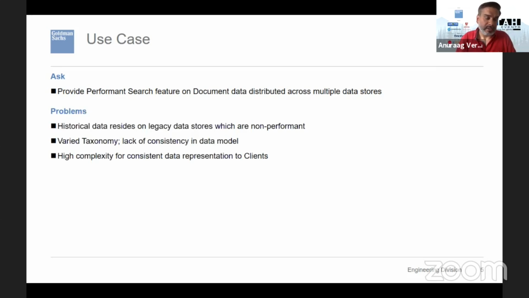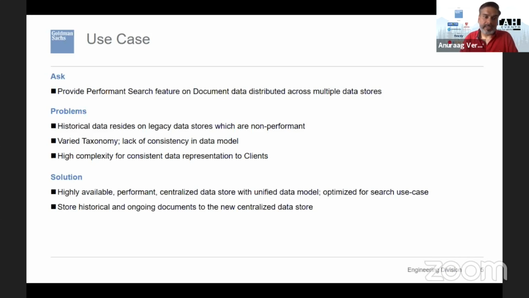problems. We had about more than 30 million documents which were sitting in multiple legacy data stores, which by nature were non-performing. Each of these data stores had their own data model of describing a document. They did not enforce a consistent taxonomy, due to which the search, aggregation, and presentation of the search results to the client was unable to scale and be performant.